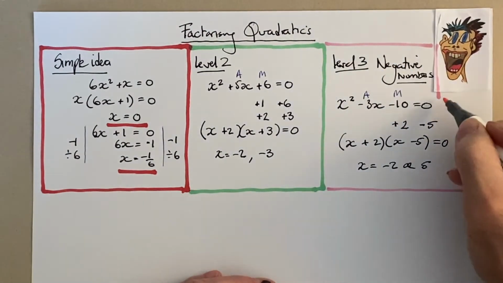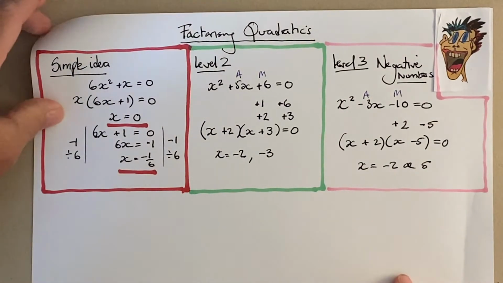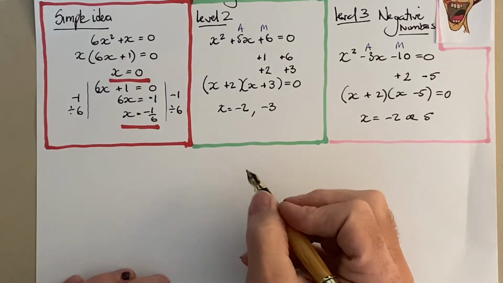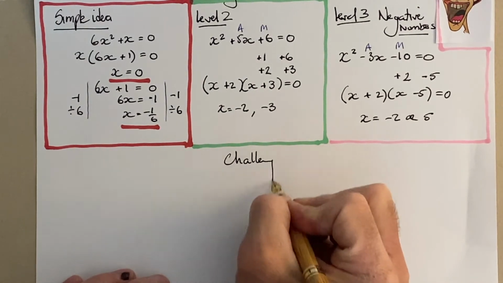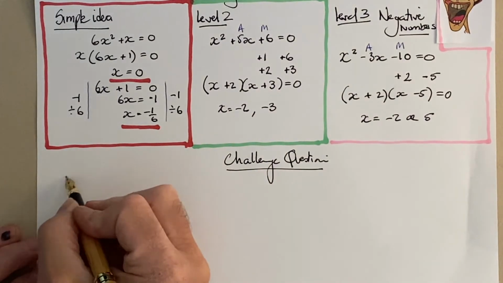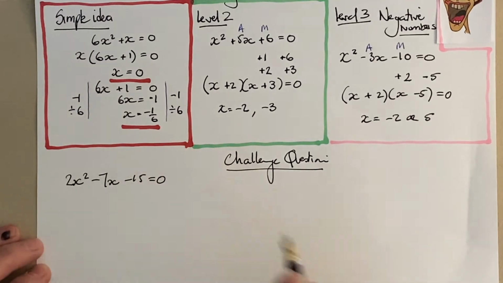Now, we're going to come across to the most challenging one of them all. Okay, and that is ones where we have a coefficient of x squared greater than 1. So these are my challenge questions. So let's try a challenge question. Okay, so let's have 2x squared minus 7x minus 15 equals 0.